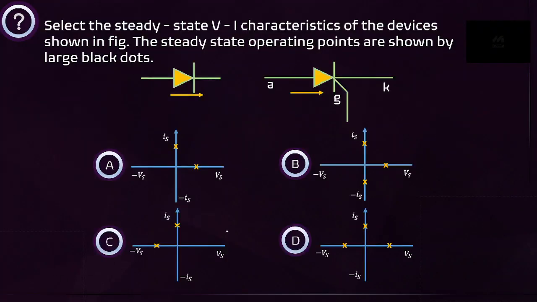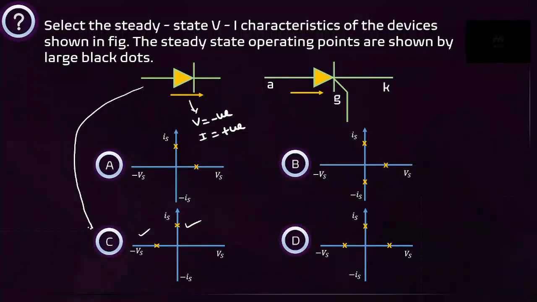Next, select the steady state VI characteristics of the devices shown in the figure. The steady state operating points are shown by the large black dots. Then what about the diode characteristics? For the diode characteristics, voltage is negative. It blocks the reverse voltage and allows the forward current. Forward current is allowed, negative voltage is blocked. Then this is matching with C, students.